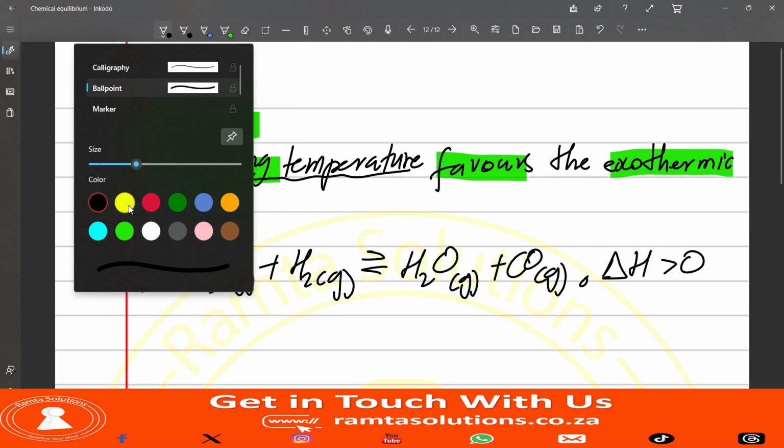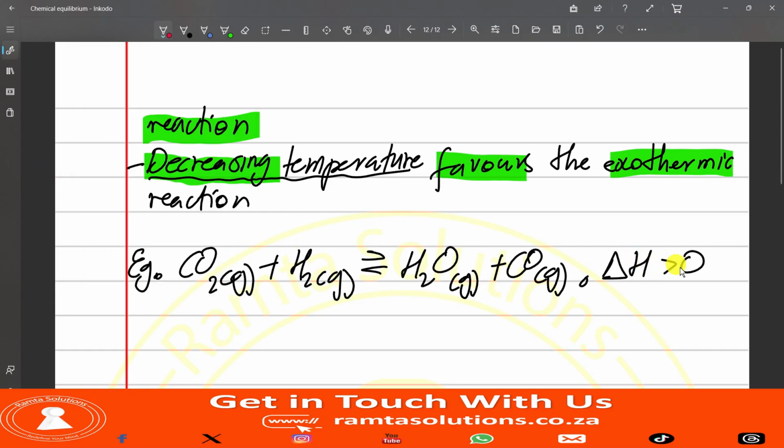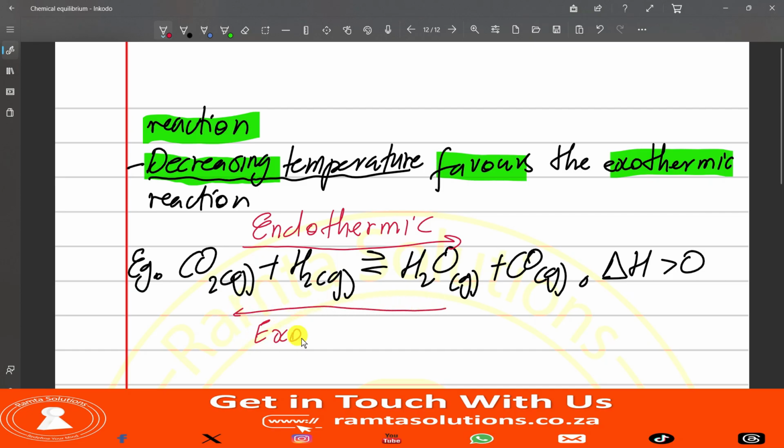let me see, I'm gonna use a different color. I think red would do, but I need to lower the font size. You see the delta H here is positive. What does it mean? It means the forward is endothermic, right? And what about the reverse? The reverse is exothermic. You see this? It means the reverse is exothermic, right?